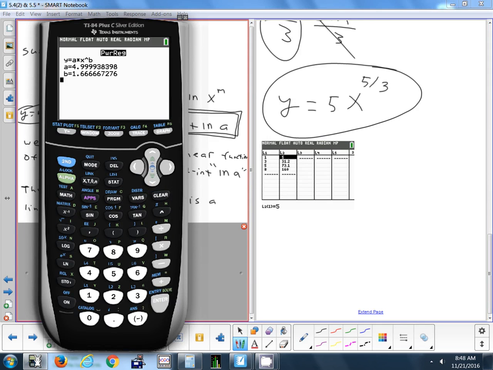Is that what we got for answers? Yeah. We got A as 5, which is what it really should be. And we got B as 5/3, which is the fraction 1.6 repeating. All right. So if I ask you to do it by hand, you have a way you can check your answer pretty quick. Type in your data and then calculate a power model.